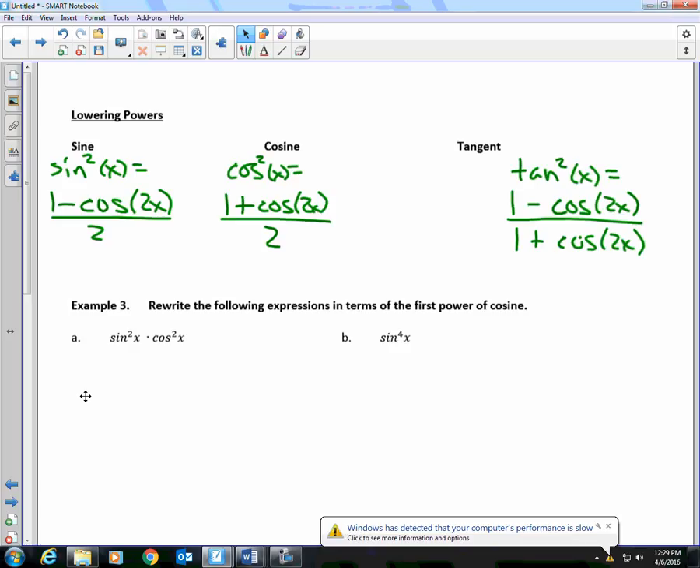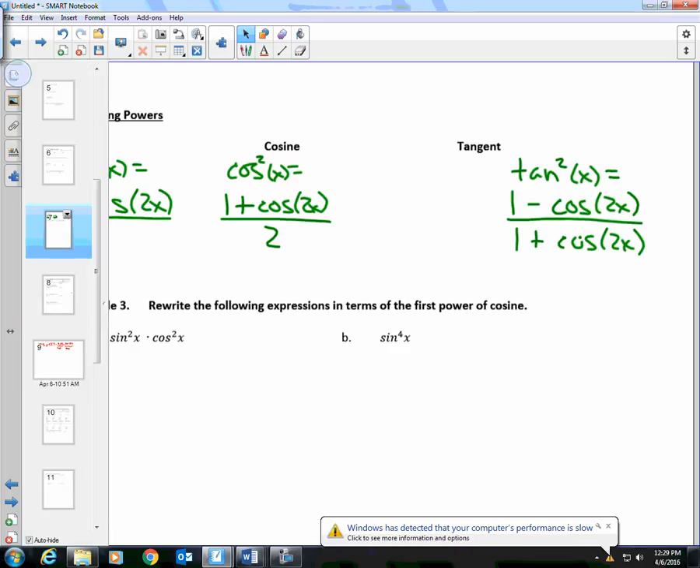Here's the other thing. What else do you notice about all the formulas? They all have cosine. So it's kind of interesting, and it's rather nice that they share that in common. They all involve cosine, okay?